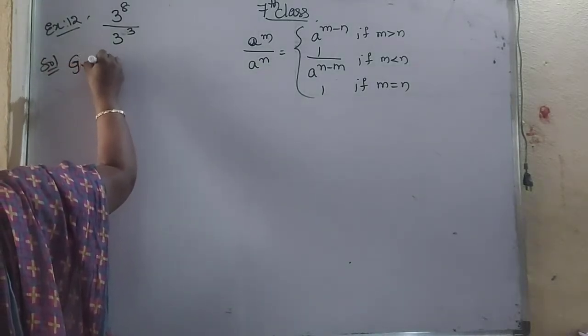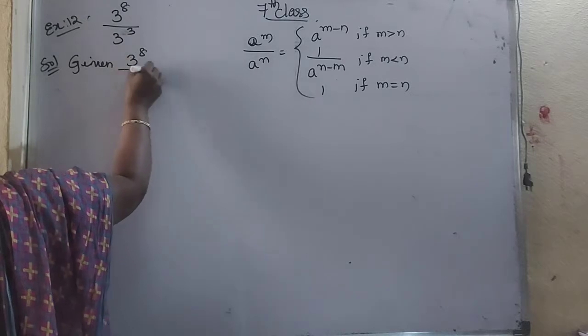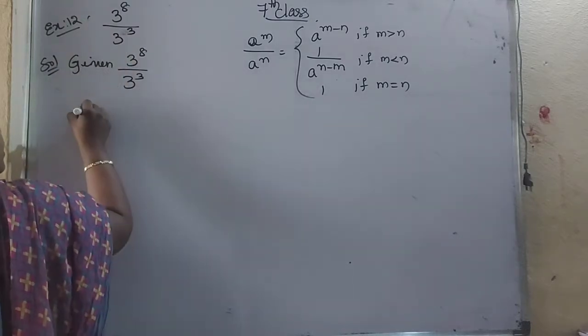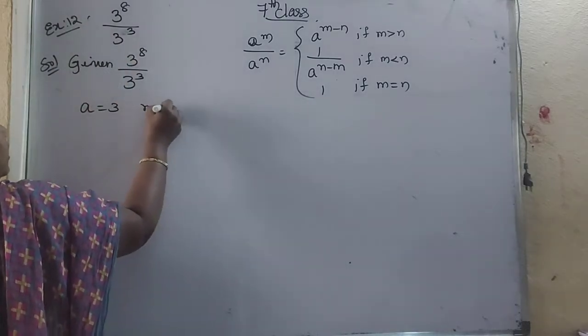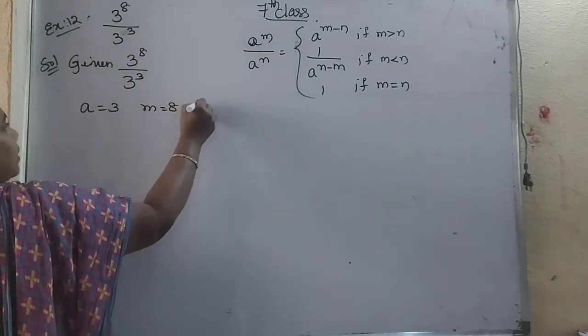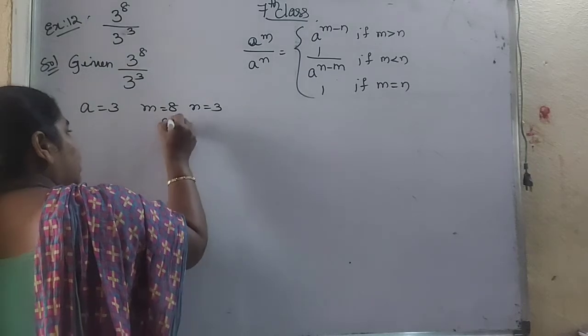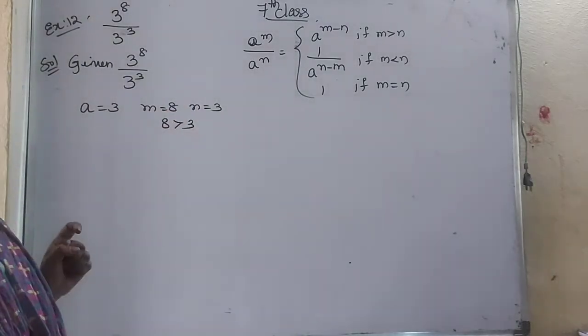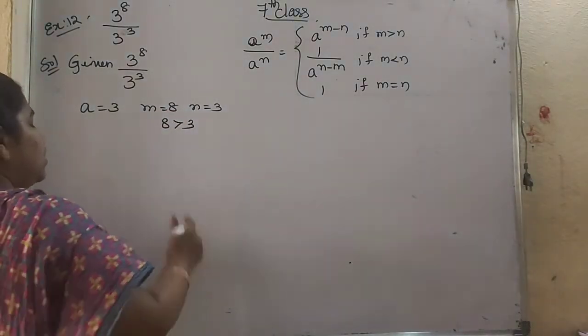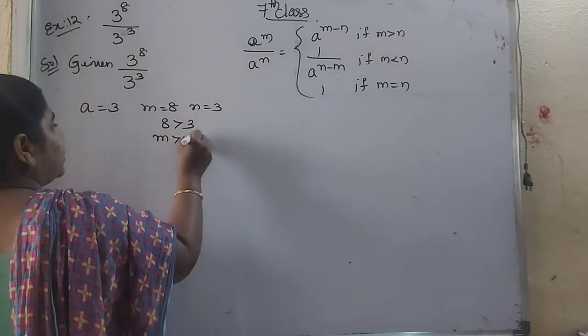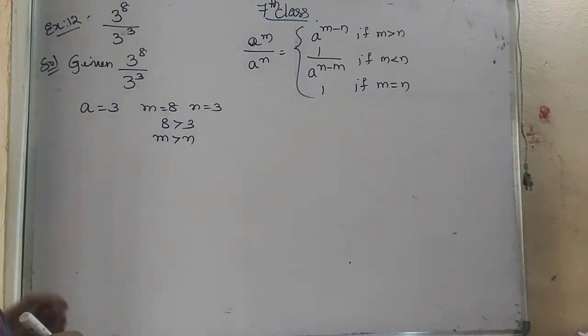Given 3 power 8 by 3 power 3. Here the a value is 3, the m value is 8, and the n value is 3. So 8 is greater than 3, is it right? Yes, 8 is greater than 3. So we can say that m is greater than n.